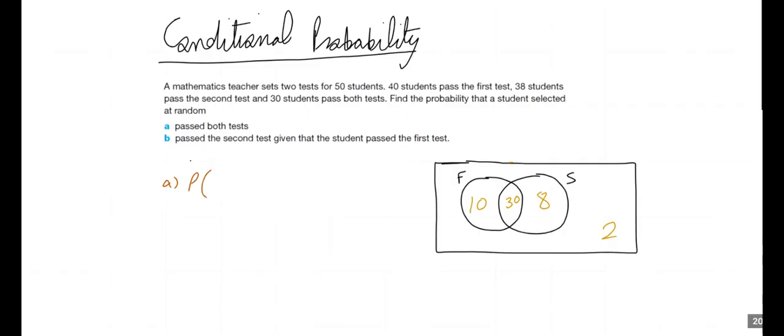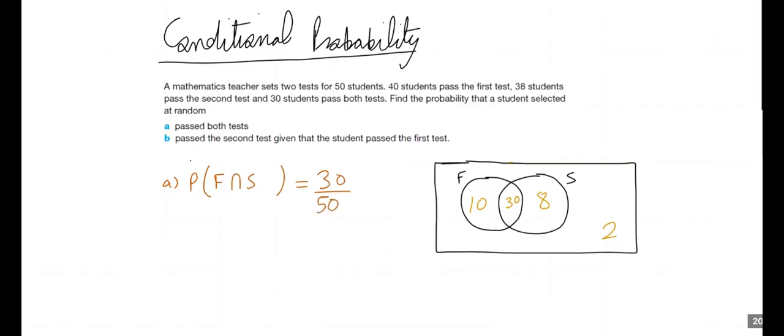First of all, how do I write this down in set notation? F and then, what's it, union or intersection? Intersection. Yeah. What is it? 30 over 50. Exactly. Now here's the fun part.